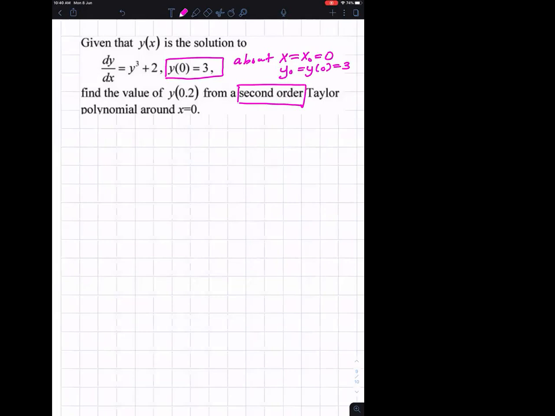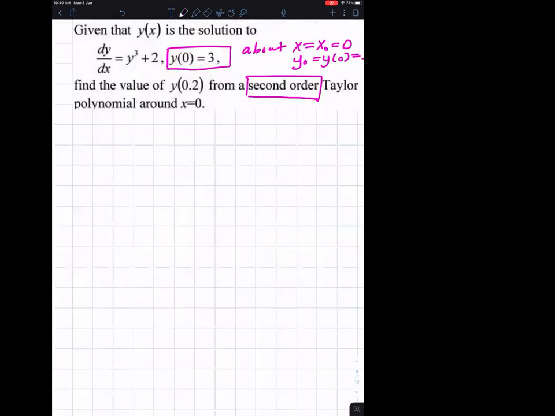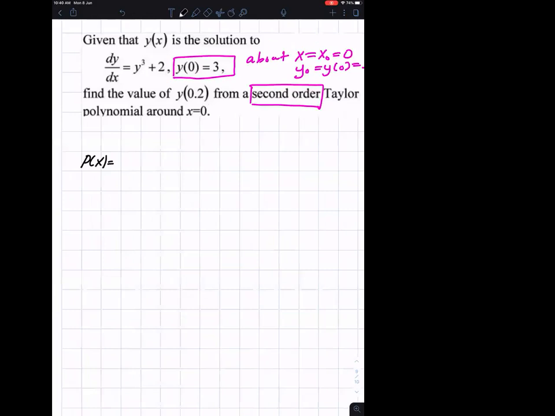So having figured that out, let us write the Taylor series polynomial first. P(x) equals y(x naught) plus y prime(x naught) times (x minus x naught) over 1 factorial, plus y double prime(x naught) times (x minus x naught) squared divided by 2 factorial.